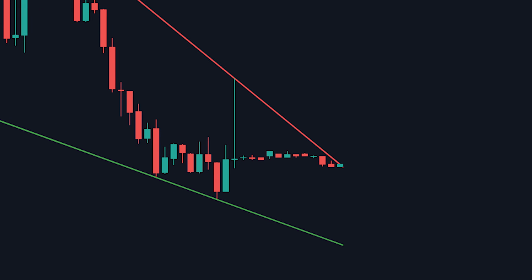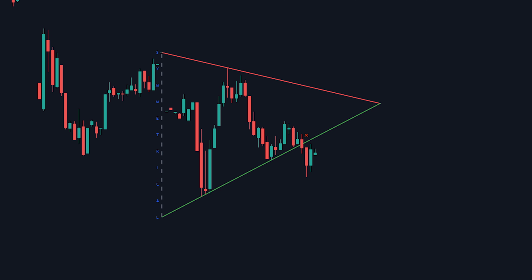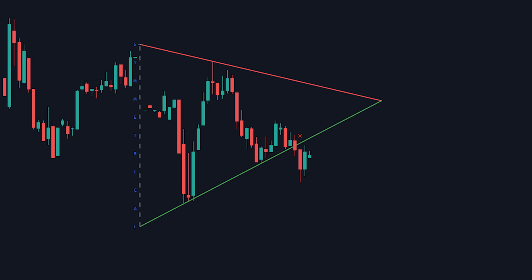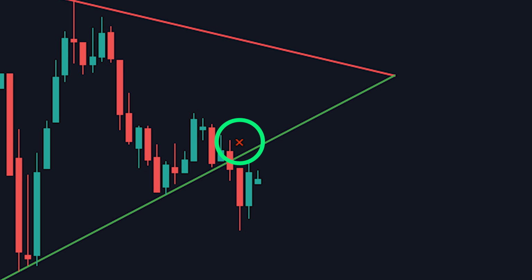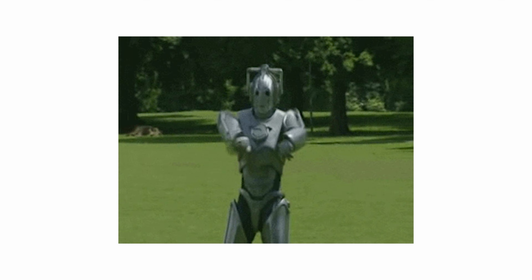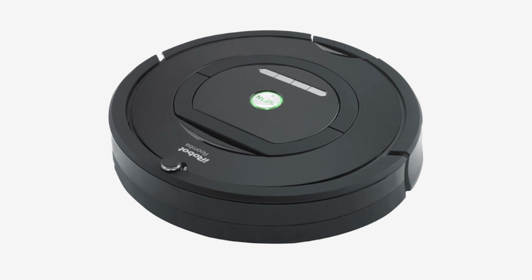Once you play around and find a preset you like, the indicator will automatically draw all the patterns for you whenever one is created on your chart. Once you see the lines drawn on your chart, the indicator will actually automatically notify you with an X to let you know the price is breaking the pattern. I mean, this indicator basically does all the work for you. It's basically a Roomba, but for trading patterns.